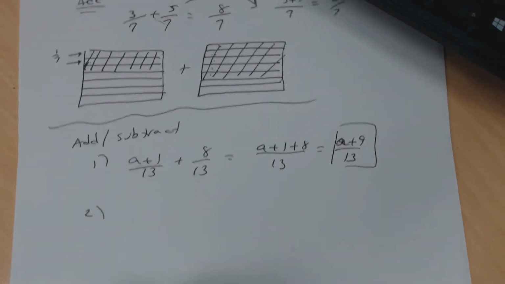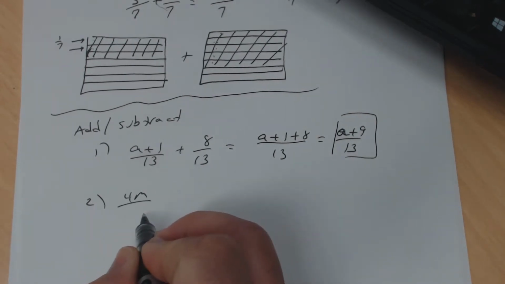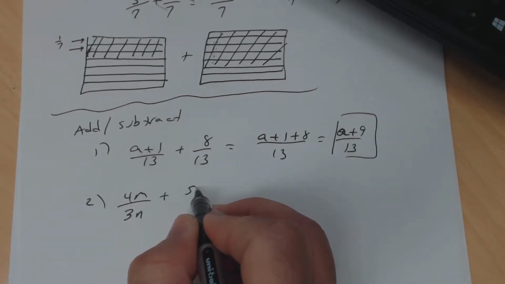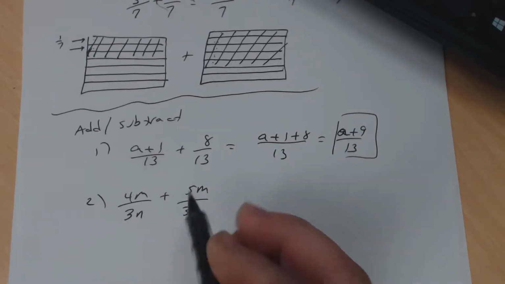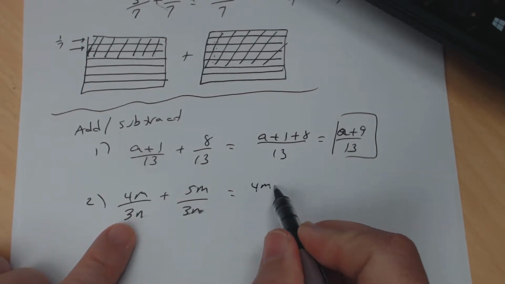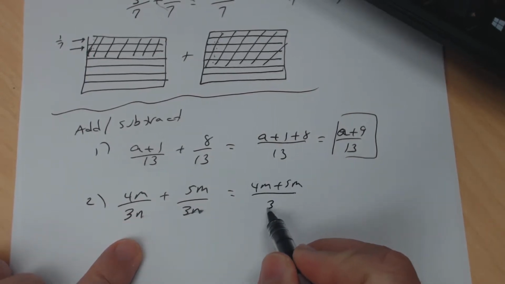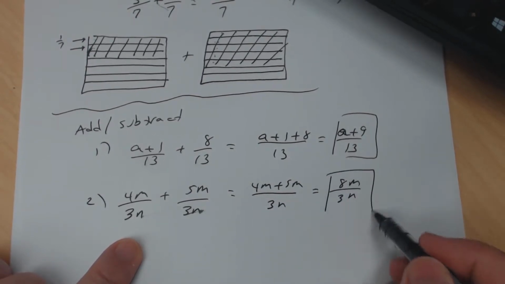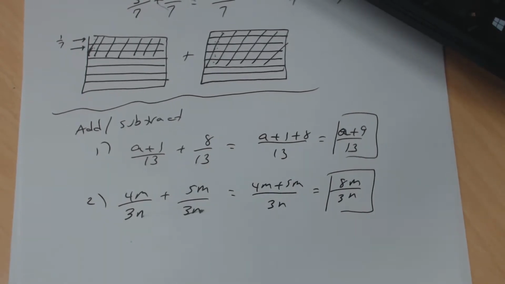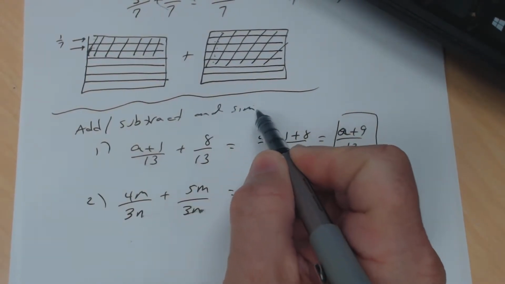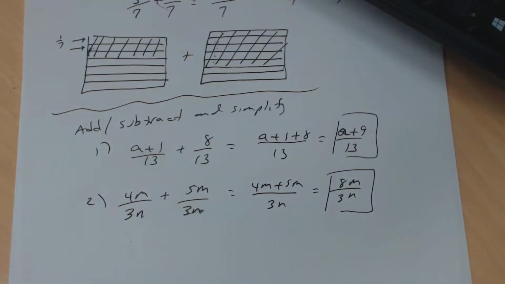Okay, number 2. Let's suppose we have 4m divided by 3n, and you're adding that to 5m divided by 3n. Notice the denominators are the same, so you add their numerators. So 4m plus 5m divided by 3n. That's 9m divided by 3n, and I can't reduce. At some point you want to simplify if possible. It's going to say add, subtract, and simplify, so simplify your answer if possible.